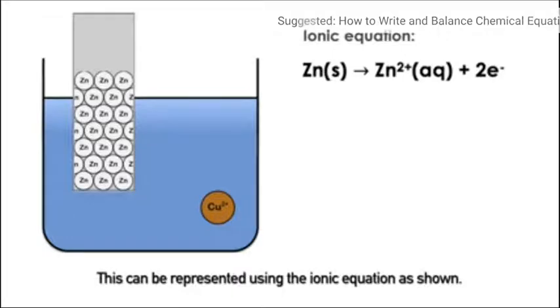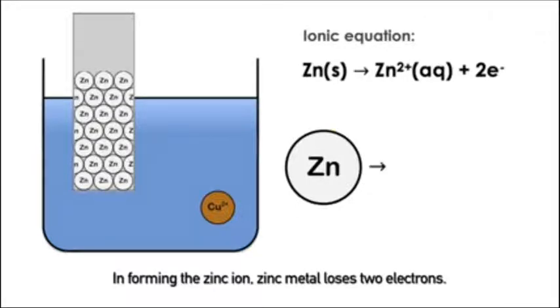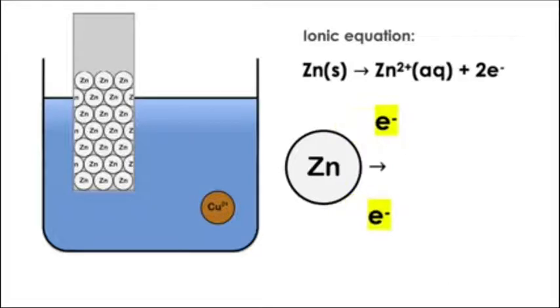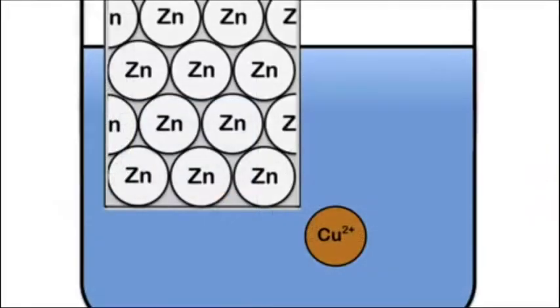That is why zinc will form the positive ion by losing 2 electrons. By losing 2 electrons, it will become positive. Now zinc is oxidized, we can say, by losing the electrons.